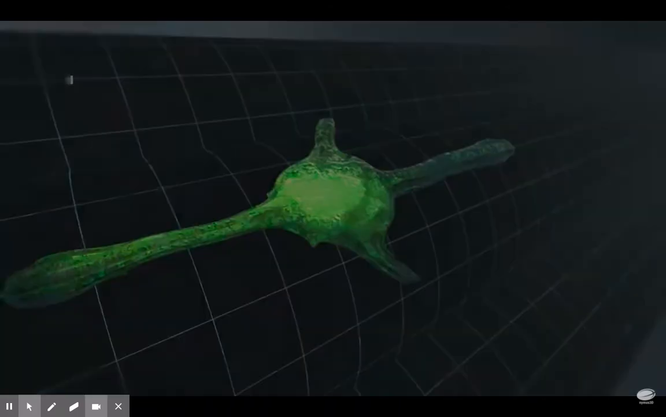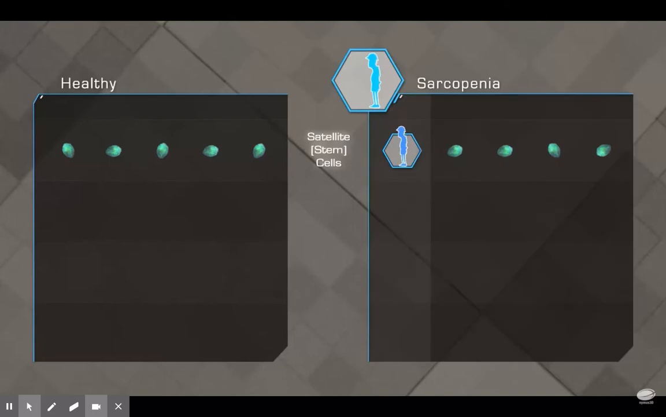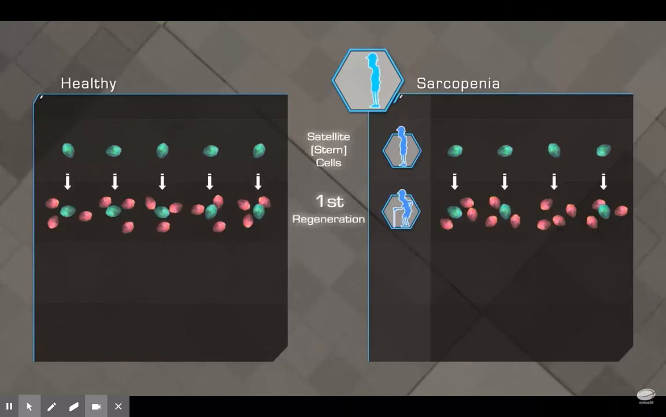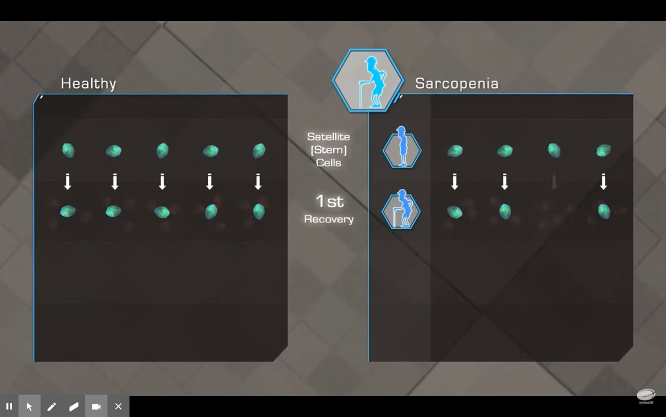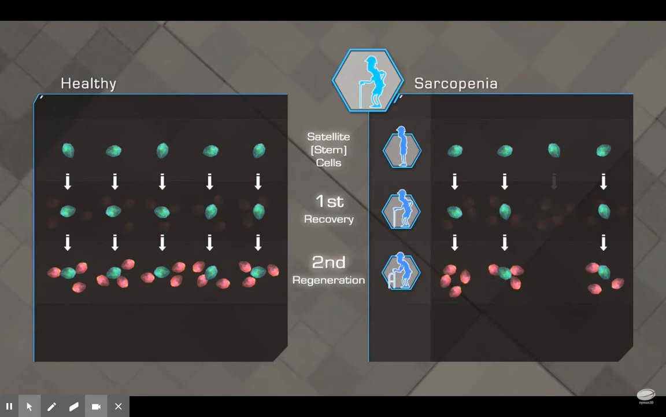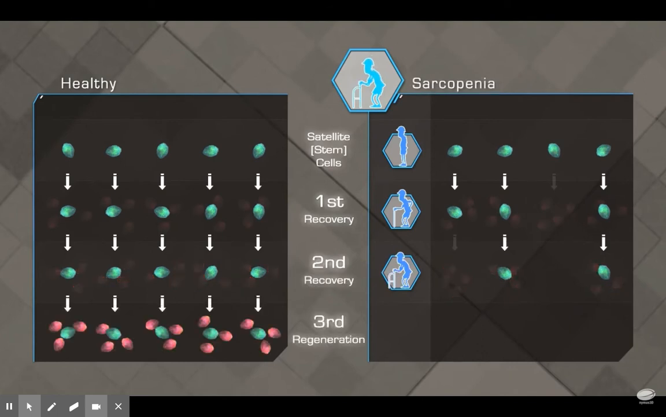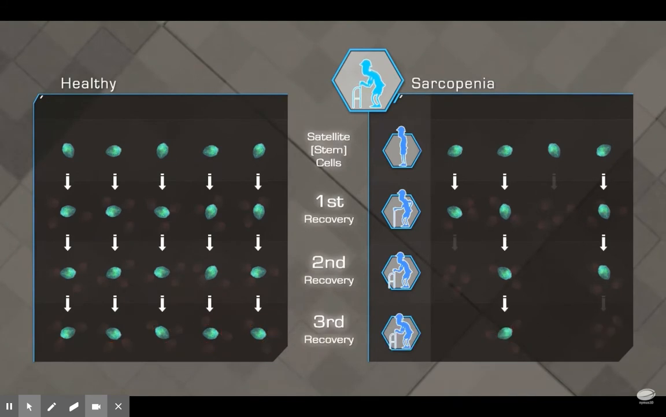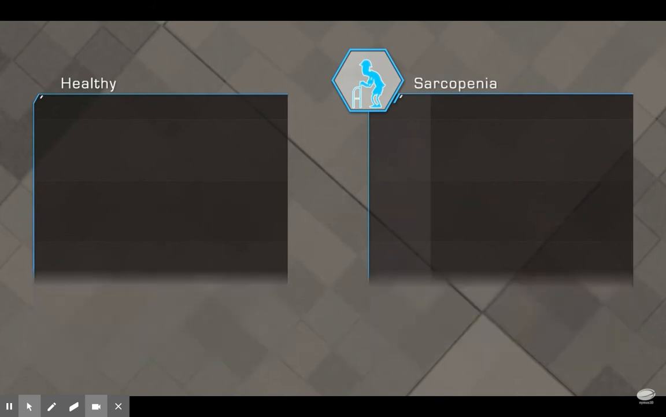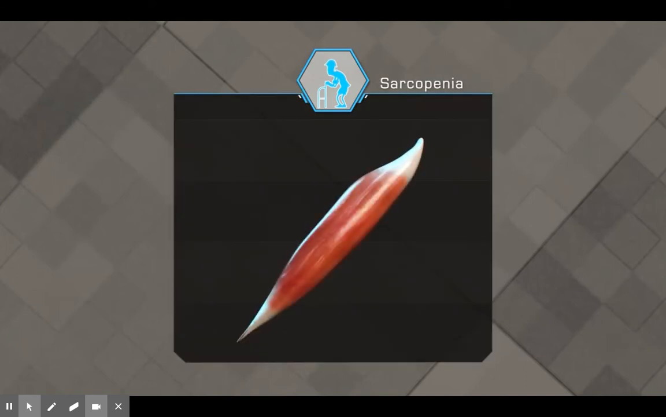Sarcopenia is the progressive loss of skeletal muscle mass and strength during aging. This process is associated with a decline in the number of muscle stem cells. It is thought that during aging, satellite cells continue to activate, but that the self-renewal process is compromised, resulting in a reduction in the total number of satellite cells over time. This decline in stem cell number, as well as quality, contributes to the loss of muscle mass, quality, and strength during aging.